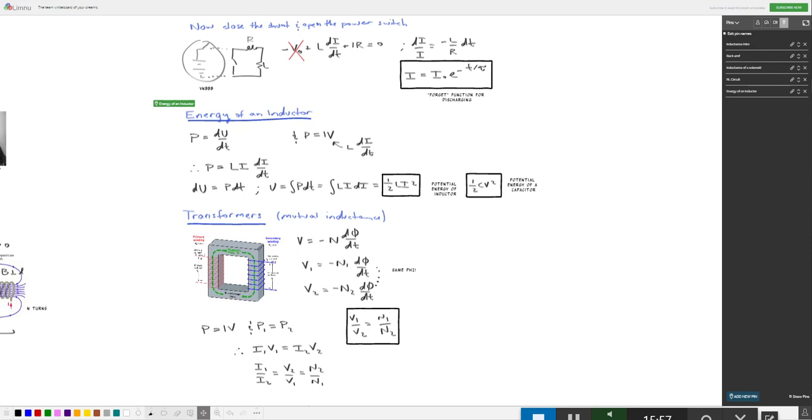So if I want to get the total energy, I have to integrate both sides of this equation. Right here I just multiply both sides by dt, so P dt equals du. Now if I integrate this expression, I get 1/2 Li squared. It looks very similar to what the energy was for capacitors, 1/2 CV squared. Or remember the energy stored in a spring was 1/2 kx squared.